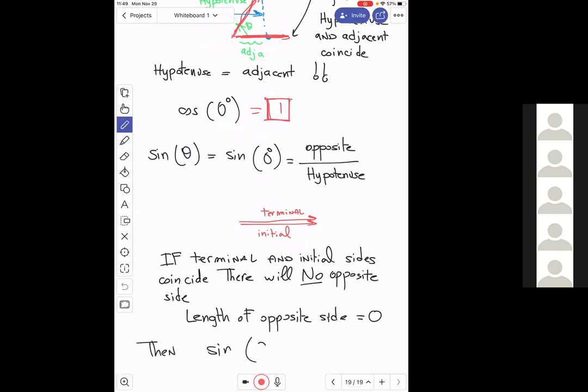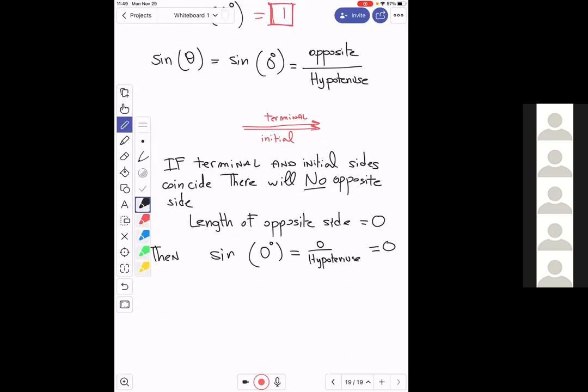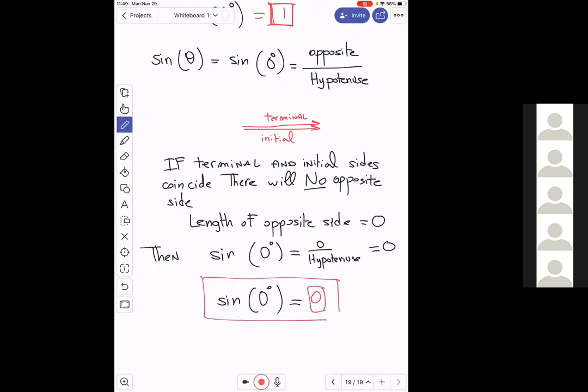So then sine of the angle 0, well, it's the opposite side, so it's 0 over the hypotenuse, which is, of course, 0. Okay, so the conclusion is that the sine of the angle 0 is 0.